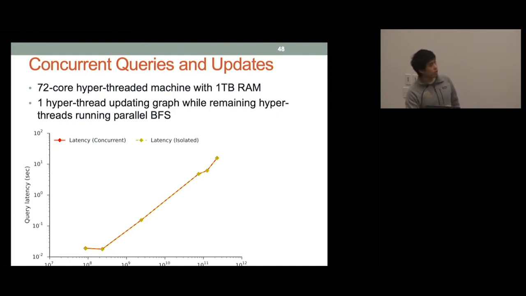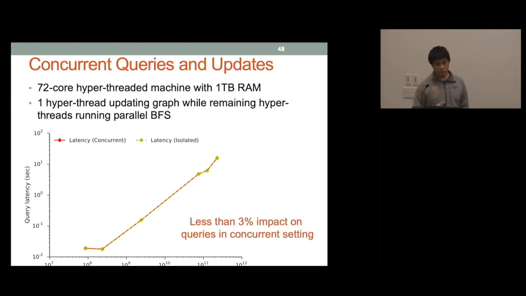And here I'm showing the latency of these 2 scenarios. So the scenario where we don't have any updates is in gold, and the ones where we have one updating thread is in red here. And the overhead of having a thread updating the graph is less than 3%. So this is a pretty small overhead, and part of the overhead is due to the fact that we just have one fewer thread doing the queries.